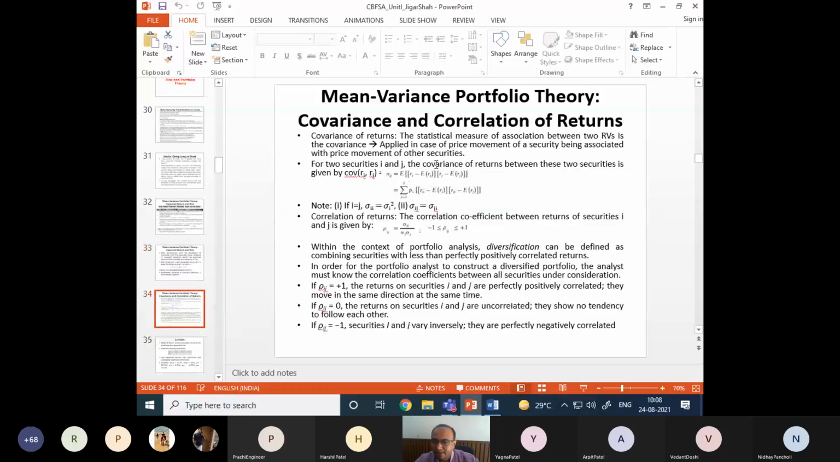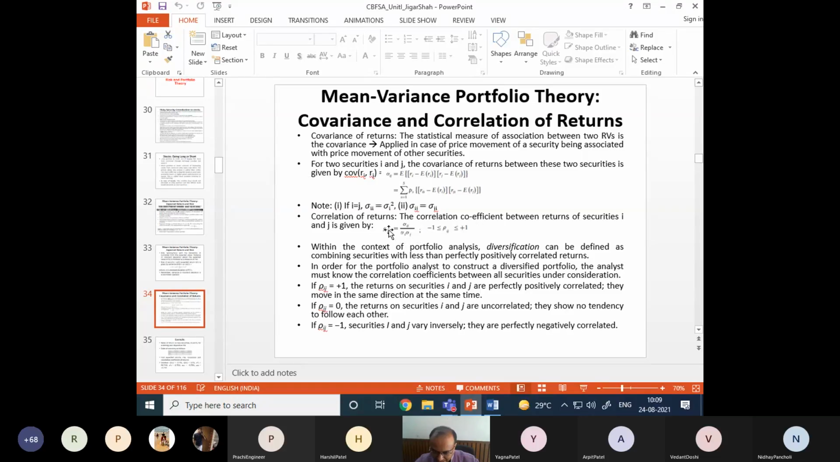And similarly, if you have two securities with returns Ri and Rj, we have the covariance COV(Ri, Rj). The covariance of returns is denoted by sigma ij, and it is written as the expected value of (Ri minus E of Ri) multiplied by (Rj minus E of Rj). And if we know the probability of the state of the economy, then we can find it using this formula. And then we have defined the correlation coefficient, which can be any value between -1 and +1.